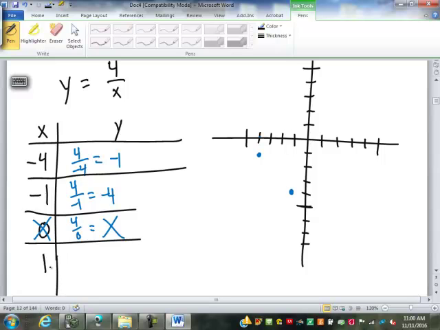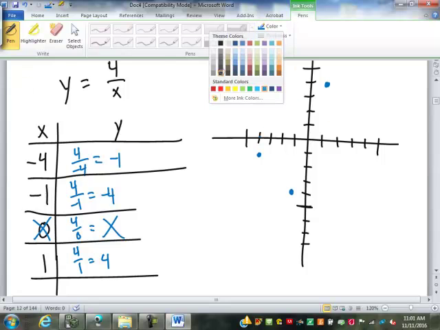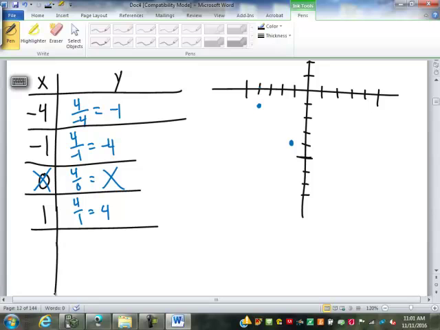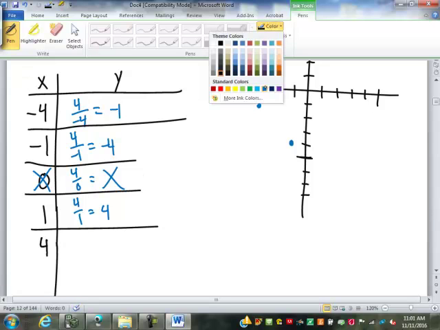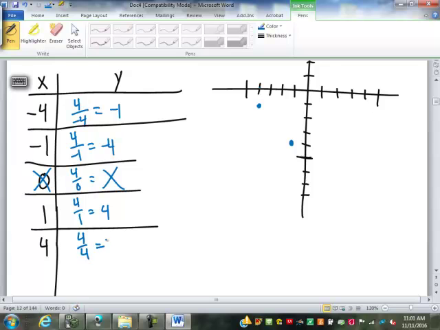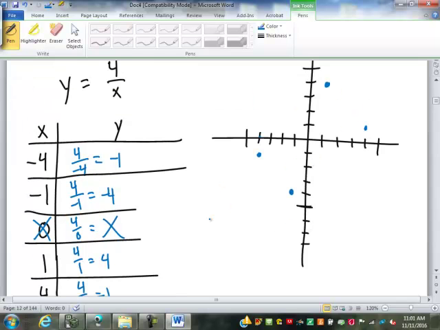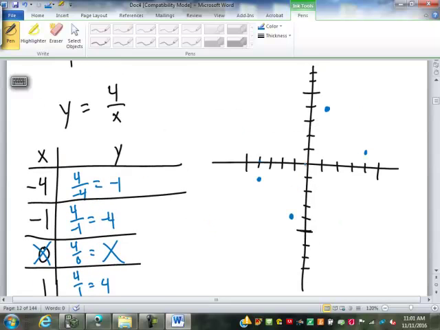If x is 1, y is 4 divided by 1, which would be 4. So if x is 1, y is 4. Well, definitely not a straight line. If I use a positive 4 for x, y will be 4 divided by 4, which is 1. So when x is 4, y is 1. Right now my graph looks like a rectangle. Obviously not enough points.